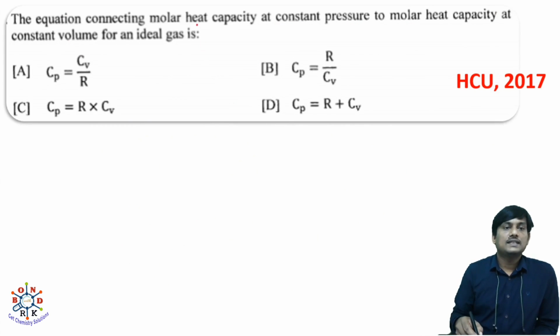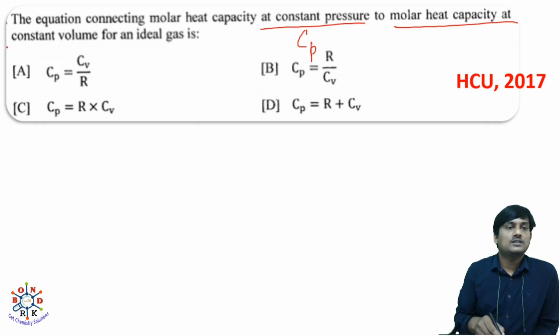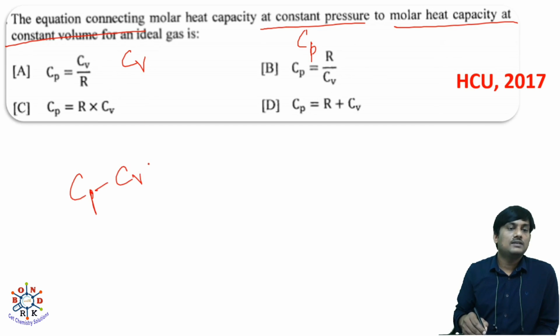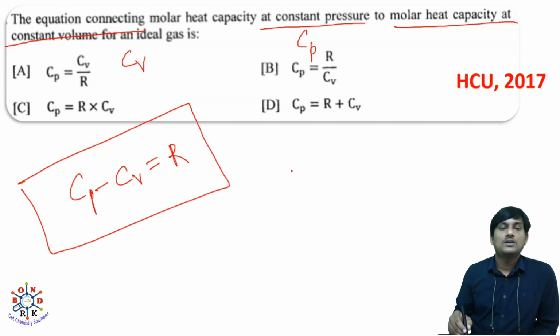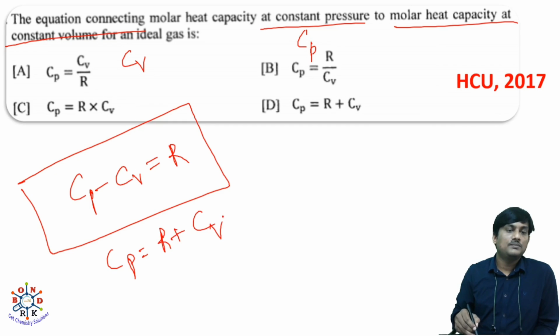The equation connecting molar heat capacity at constant pressure to molar heat capacity at constant volume for an ideal gas is. What is the relation between heat capacity at constant pressure, that is Cp, and molar heat capacity at constant volume, that is Cv? What is the relation? Cp minus Cv is equal to R. This is the relation between Cp and Cv. So you can write Cp is equal to R plus Cv. Okay, this one is a very important equation.